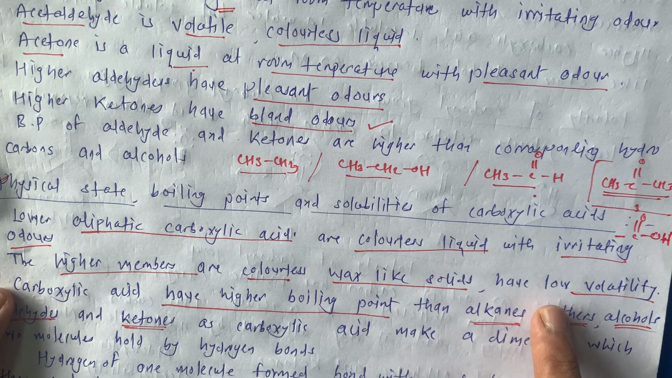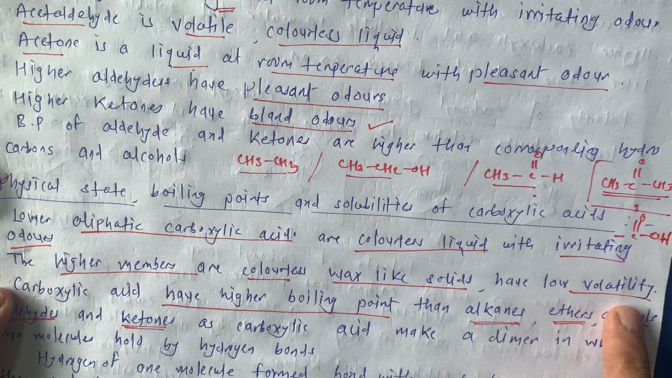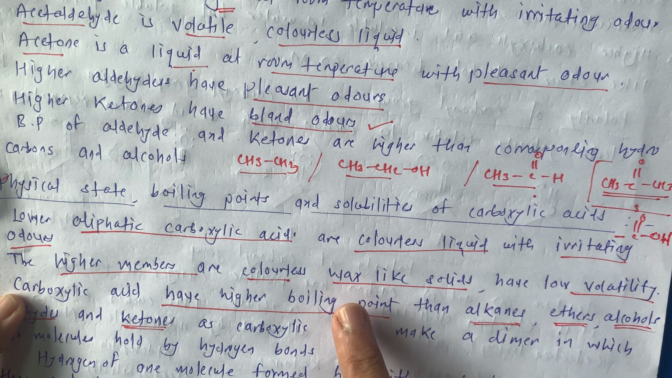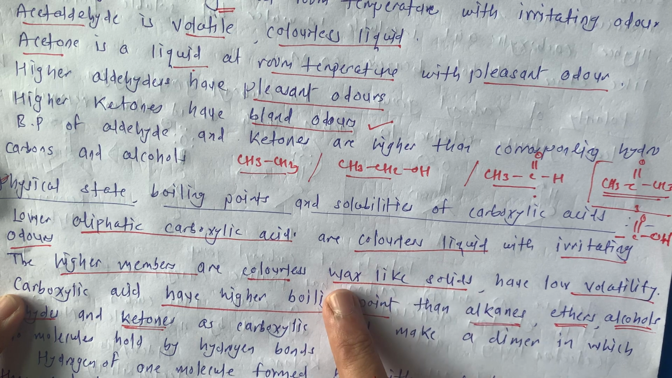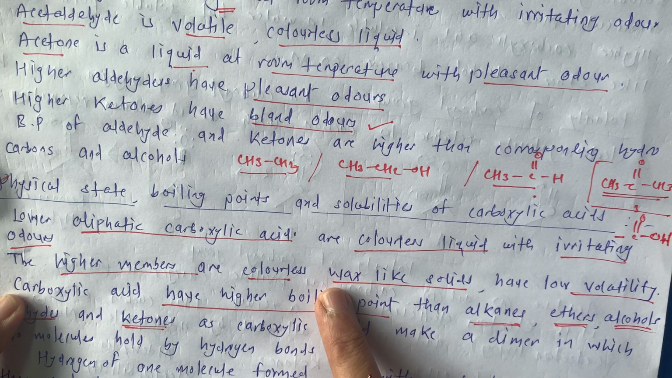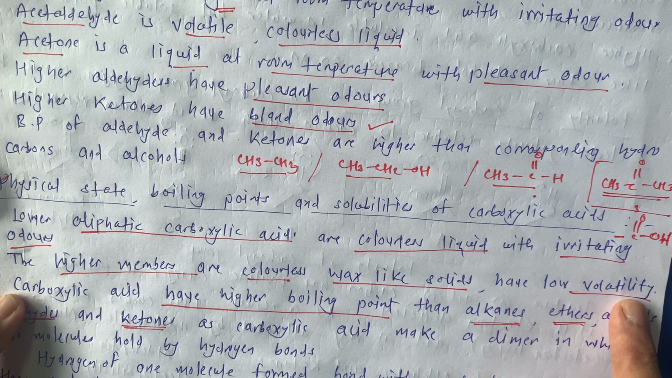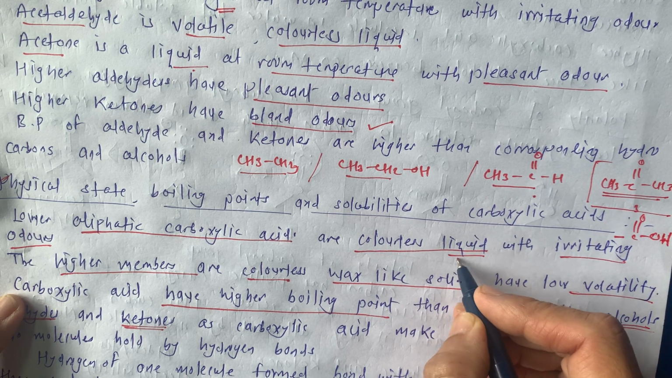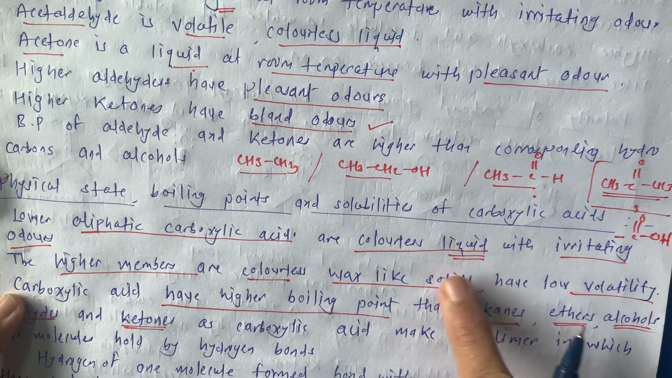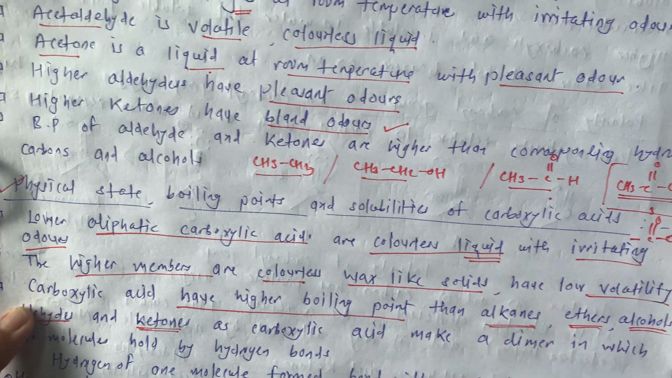Okay, and they have low volatility. They are not volatile when you keep them at room temperature or in a room open to air, because they are solids. They are solid just like a wax, so they have low volatility. Liquids have more volatility, while the solids have low volatility.